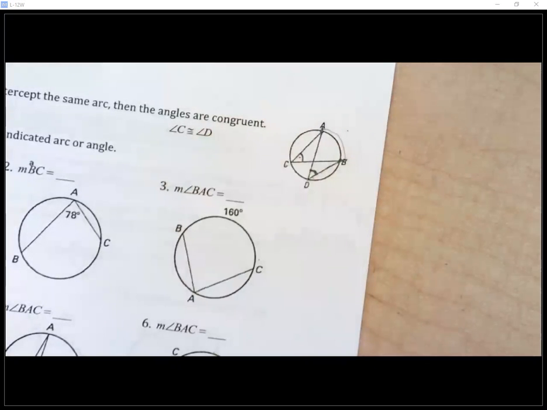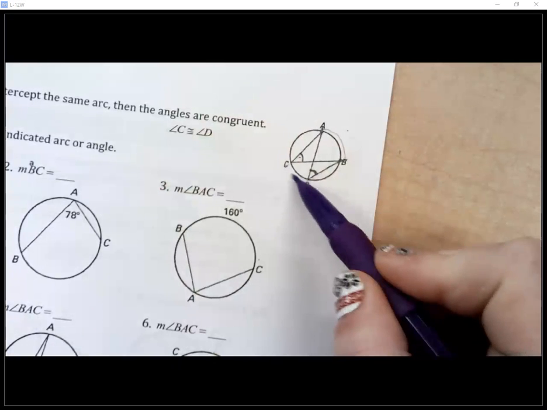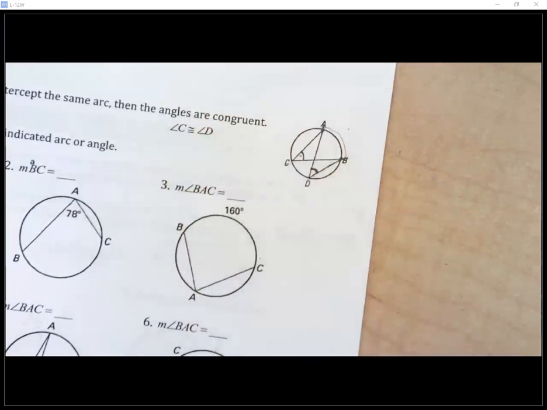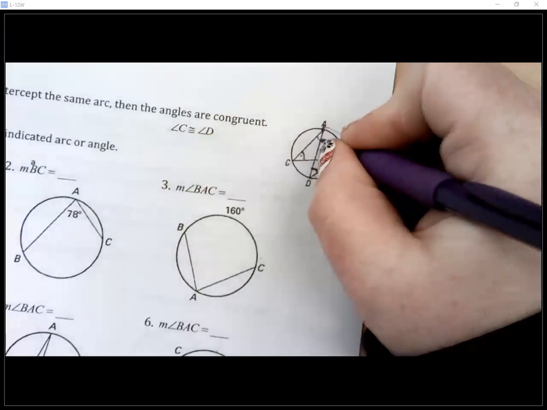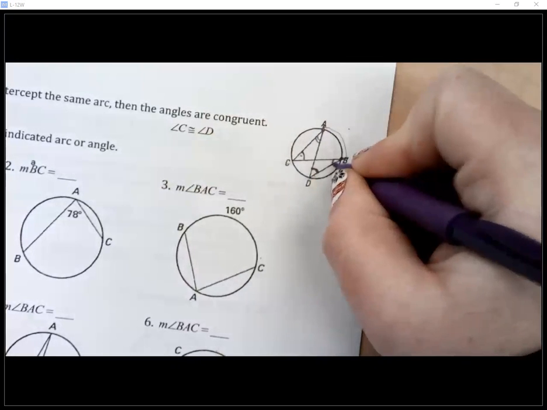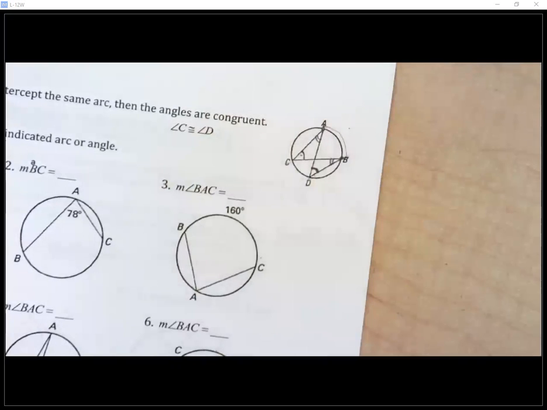That also goes for angle A and B. Correct. Angles A and B would have to be the same too because they share intercepted arc CD. Ooh, I didn't even pick up on that. So interesting. Gosh, I love circles.